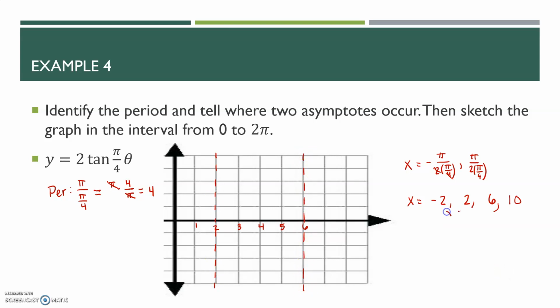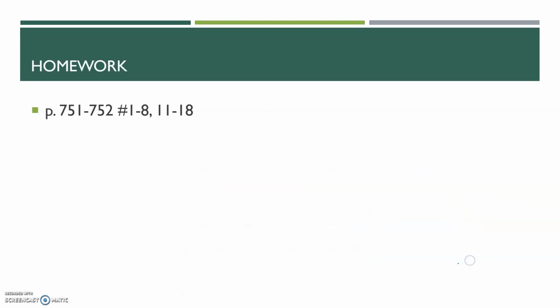Now, where do my midpoints occur? Midpoint here is 0. Midpoint here would be 4. So I'm going to have a point here, and it's going to go like this. Just like that. And that would be our tangent function. Technically, 2 pi means that I would go like this and start it, but then not really finish it. I'm not really worried about that. You can just end it at 6. That's okay.